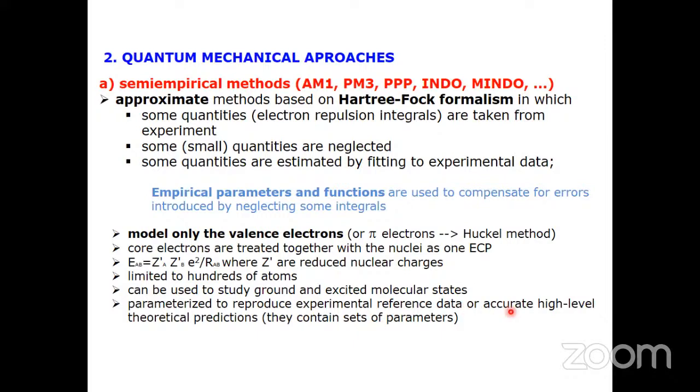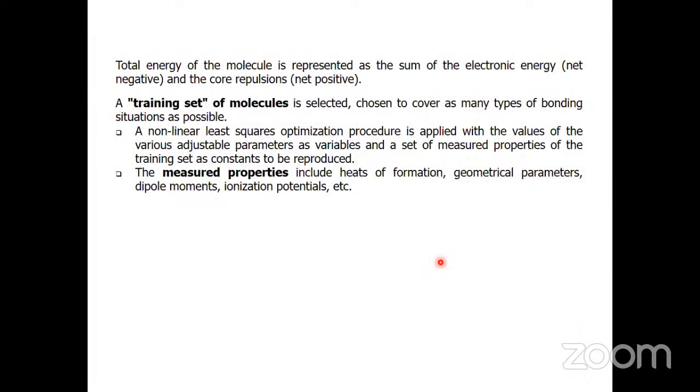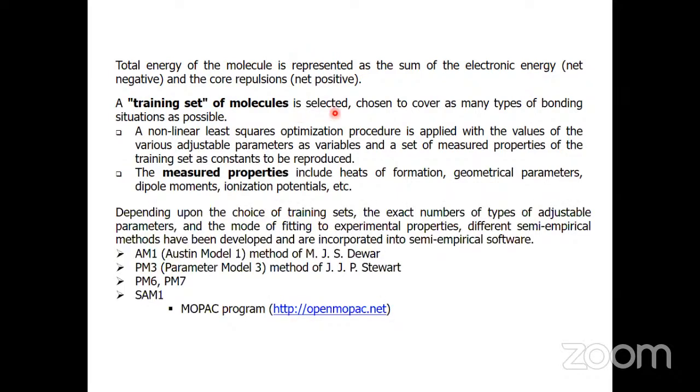Experimental reference data or accurate high-level theoretical predictions, as they contain a set of parameters. The total energy in this computational technique is represented as the sum of electronic energy, net negative, and the core repulsion, which is net positive. A training set of molecules in this technique is selected, chosen to cover as many types of bonding situations as possible, and it leads to a non-linear least square optimization procedure with the values of adjustable parameters as variables, and the set of measured properties of the training set as constants to be reproduced.